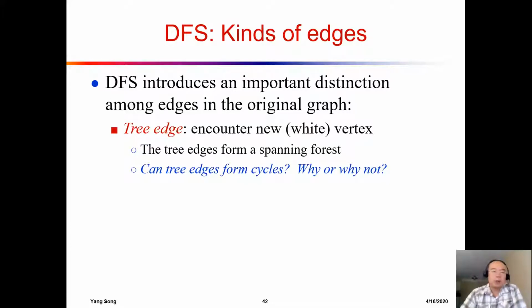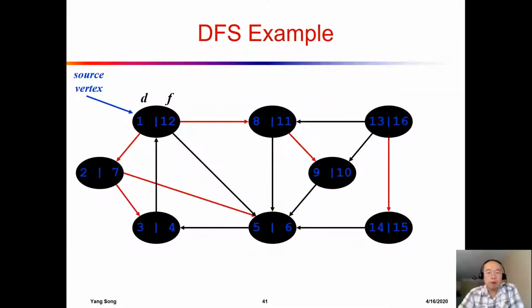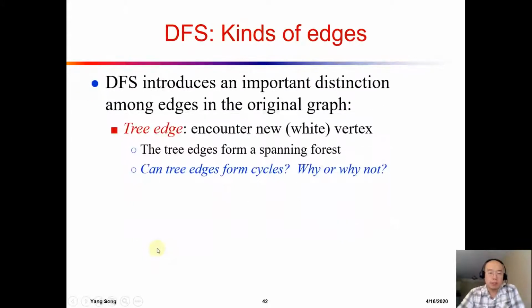Okay, let's continue. So after seeing how the DFS works, the next part is we want to discuss different types of edges. Of course, we know that if we follow all the red edges in this example, we get a tree, or multiple trees as a forest, right? If we only keep all the red edges and throw all the remaining edges away, then we have the tree or the forest. Okay, so those are the tree edges.